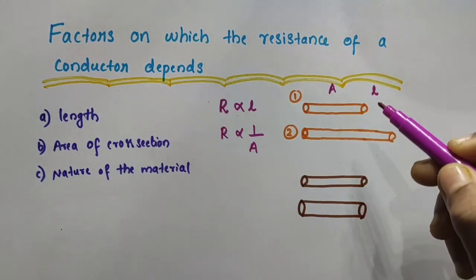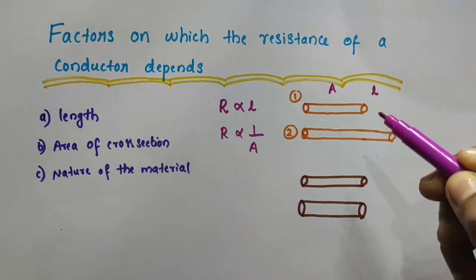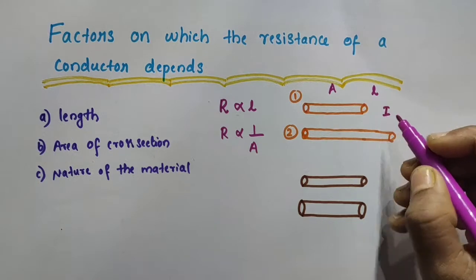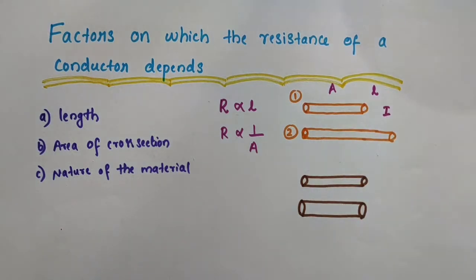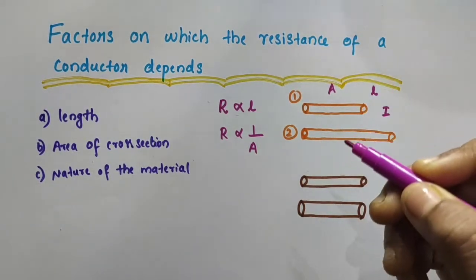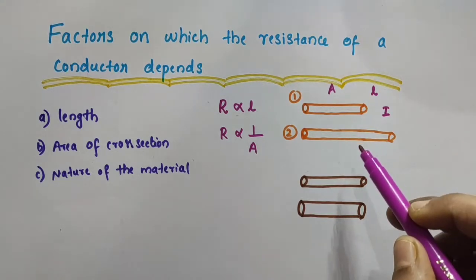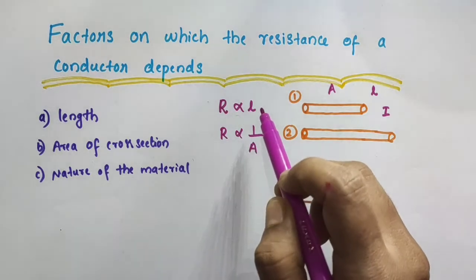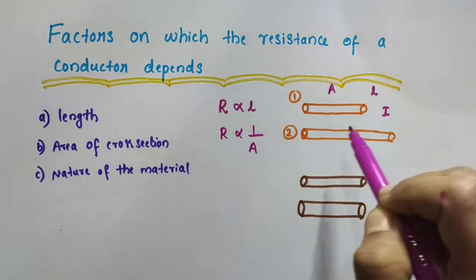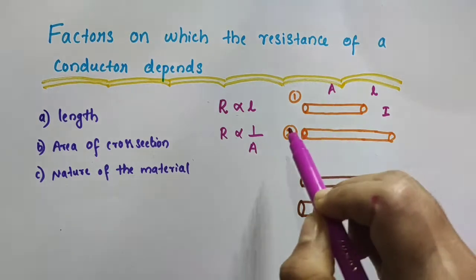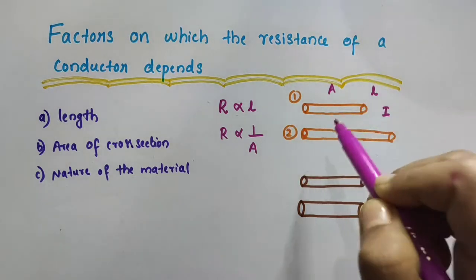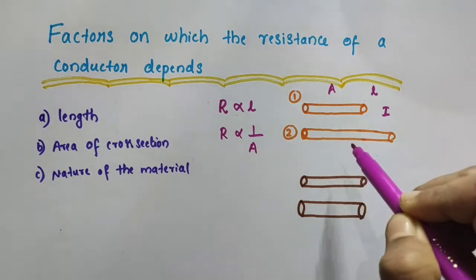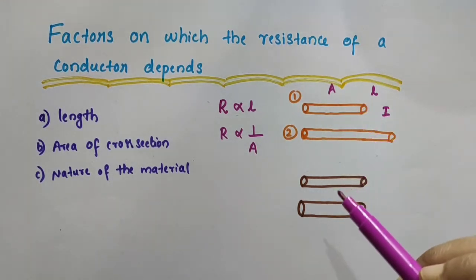Now, which among these two copper wires will provide more resistance if the same current I flows through both the conductors? The second one will provide more resistance, no? Because we know that R is directly proportional to the length of the conductor. It has more length than this one. So when length increases, the resistance provided by that conductor to the flow of electricity also increases. So the second one will provide more resistance.